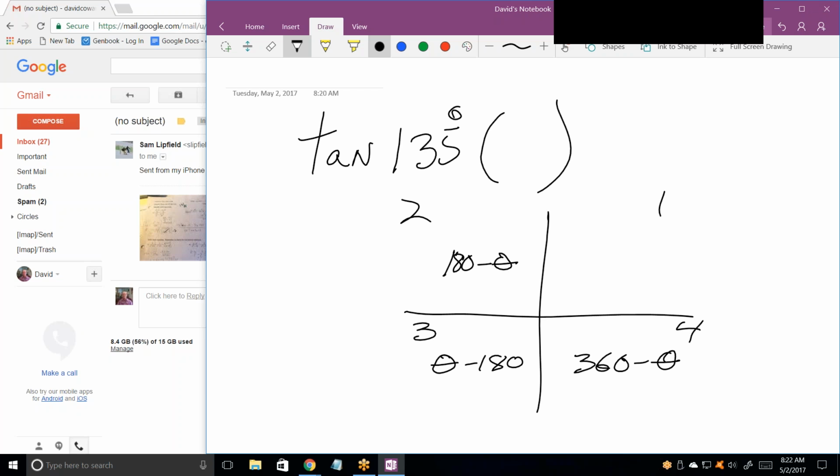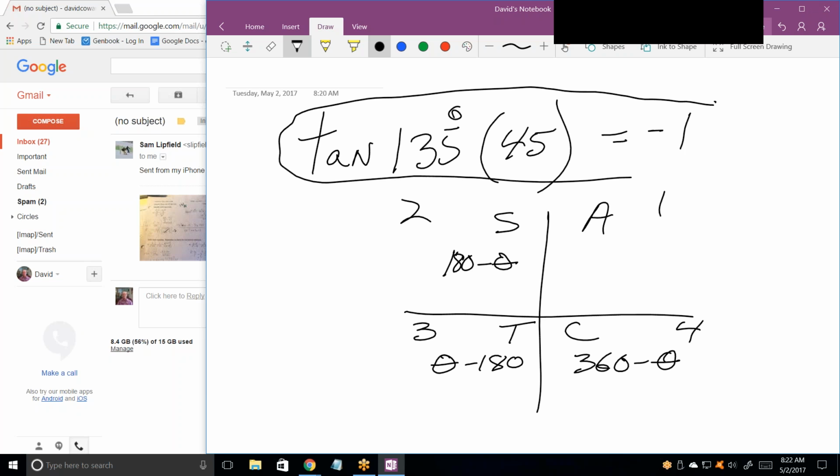45. Now, what's the tangent of 45? It's 1. And what is its plus or minus sign in the second quadrant? Because we have all students take calculus. It would be -1. That's the answer, and that's the way you do it. And always do it that way.